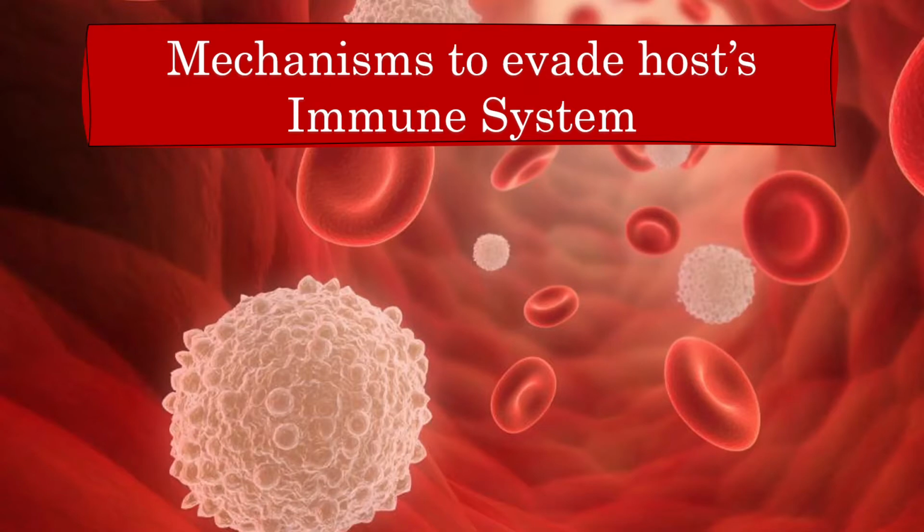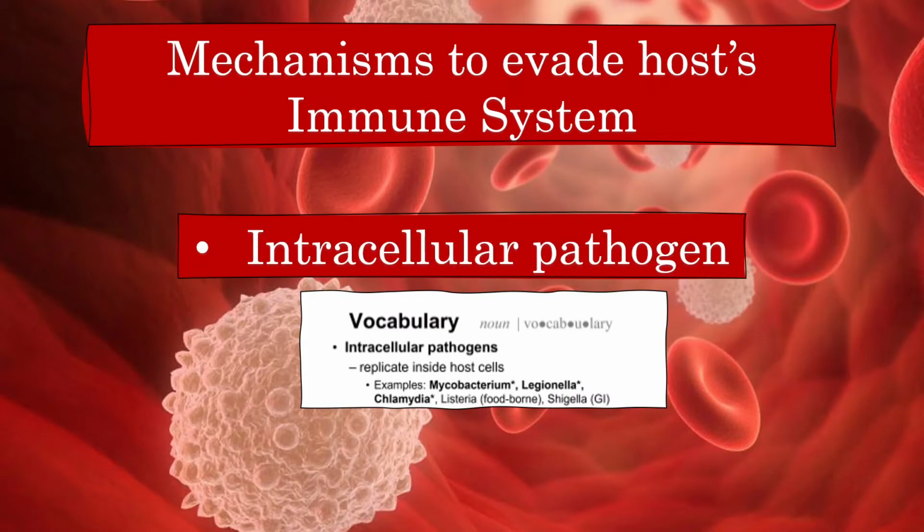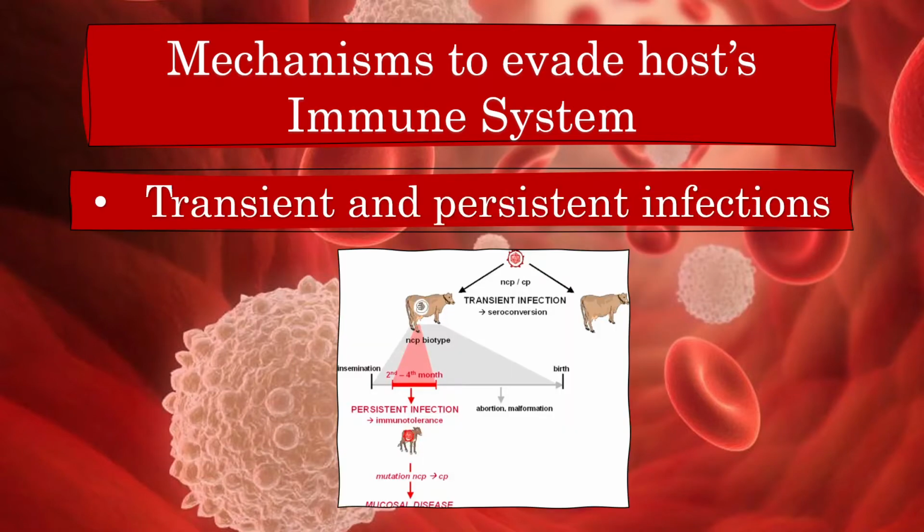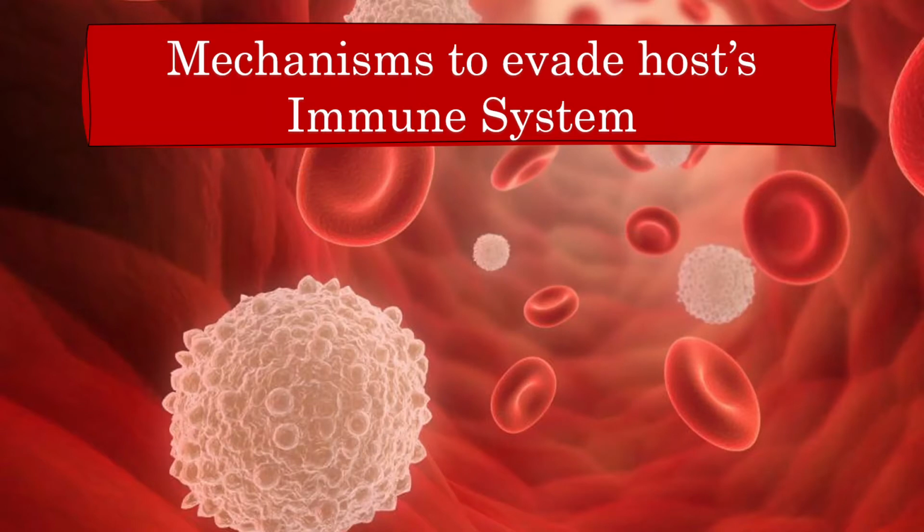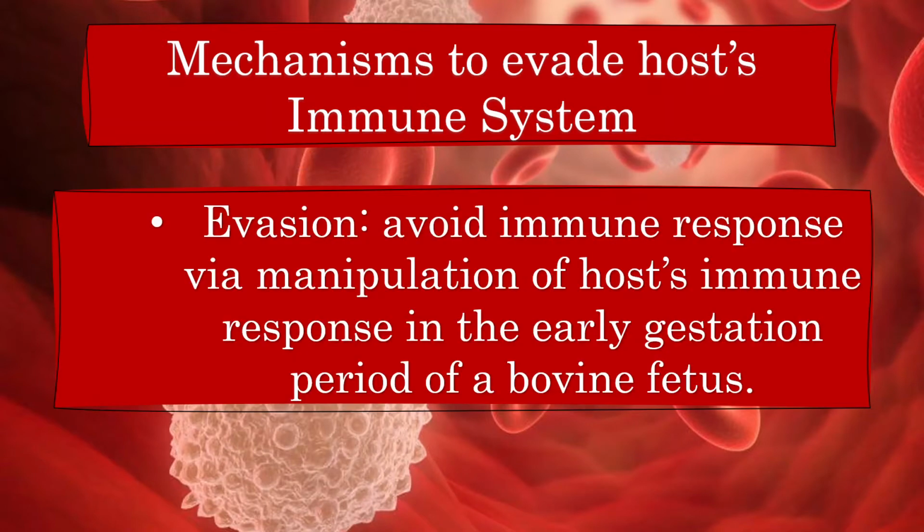Mechanisms to evade the host's immune system. The bovine viral diarrhea virus, or BVDV, in cattle is an intracellular pathogen, meaning it reproduces inside the cells of a host and leads to disease. BVDV causes a transient infection that results in an antiviral immune reaction, or causes a persistent infection that is immunotolerance specific. BVDV evades the cattle's immune system by inducing humoral and cellular tolerance via the manipulation of the host's immune response.